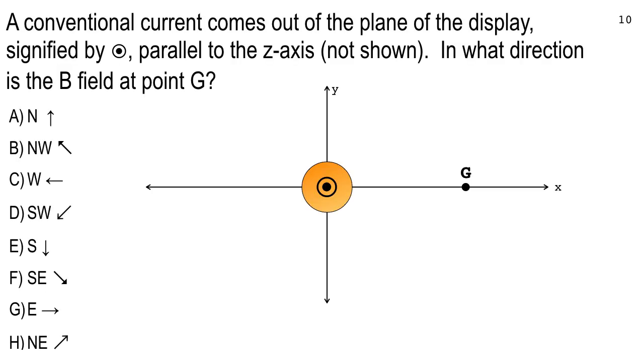All right, here we are, a conventional current. It comes out of the plane of the display, so out of the wall. It's kind of coppery colored, and the out-of symbol toward you from the plane of the display is a circle with a dot in the middle of it. So it's parallel to the z-axis, which is not shown. The x and y axes are shown.